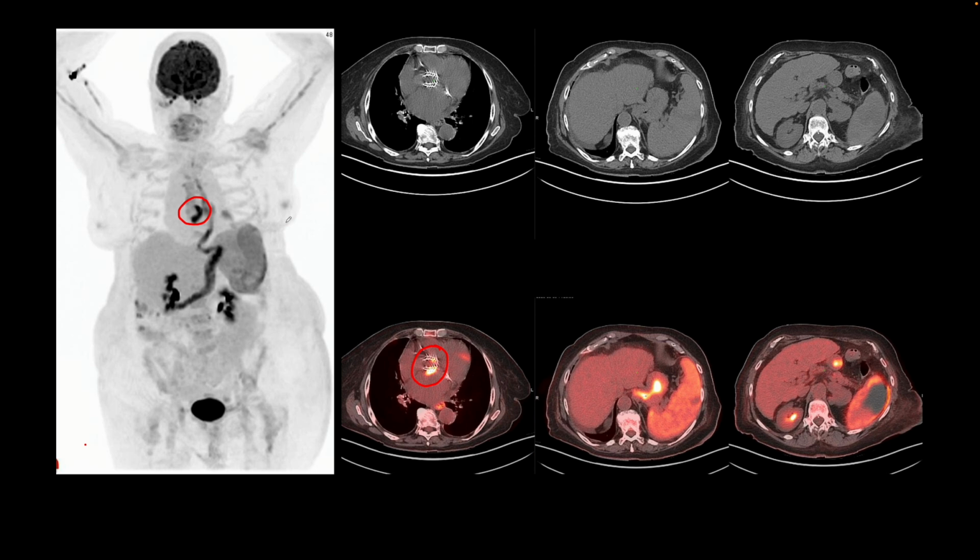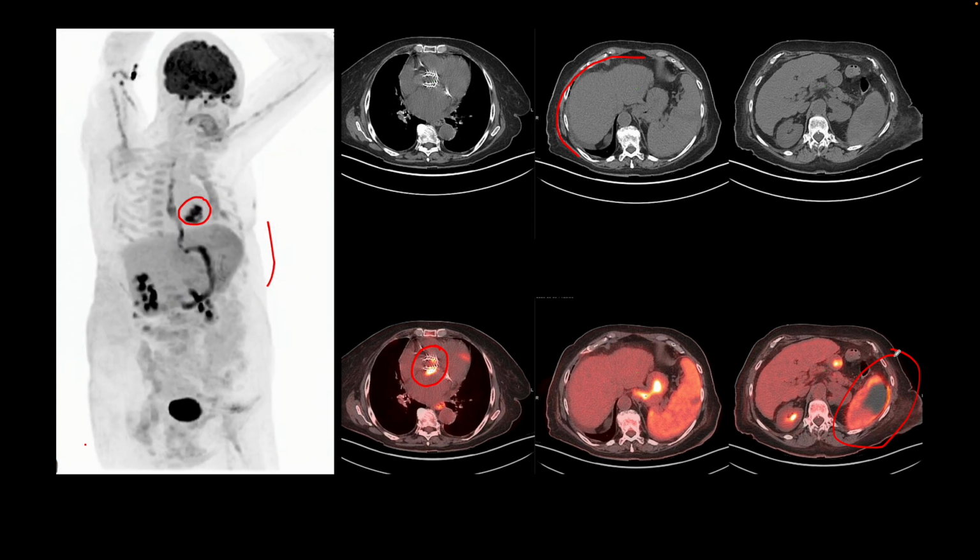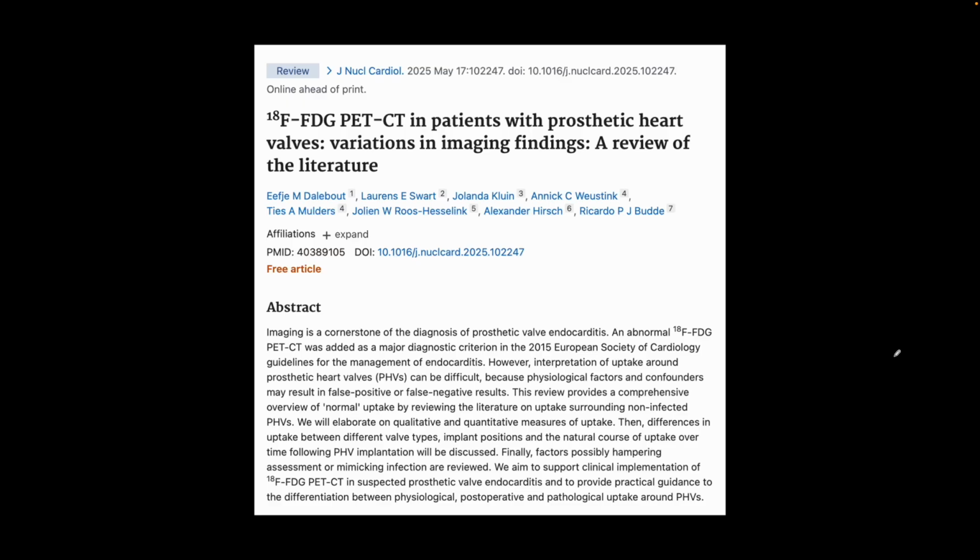There are some other findings. There is uptake in the esophagus and the stomach from gastritis. Also, the spleen is enlarged. The liver is cirrhotic, and we see a photopenic splenic infarct. So remember, FDG PET CT is good in these situations where a prosthetic valve infection is suspected. This is a good article on this topic.